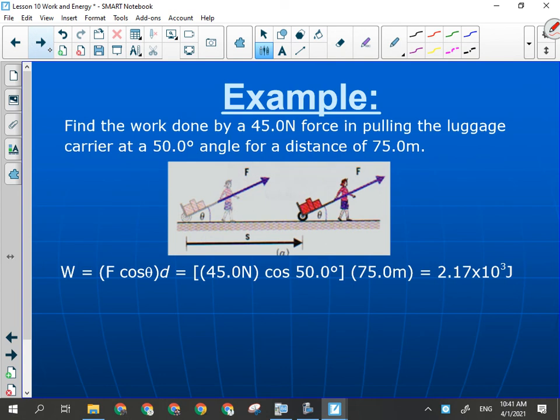All right, so if we want to find the work done by this 45 Newton force that I'm using to pull the luggage carrier at a 50-degree angle for 75 meters, I just have to plug into my new formula. Force, 45 newtons, times the cos of 50 times 75 meters. So I would do 2.17 times 10 to the 3 joules of useful work. Whatever the vertical component of that force is isn't doing anything because there's no movement in that direction. Everybody okay with how that one works?